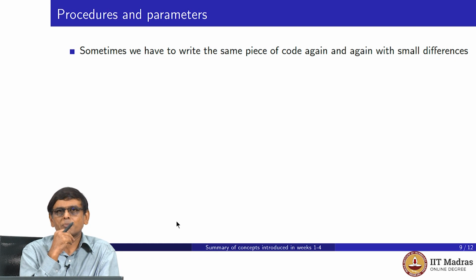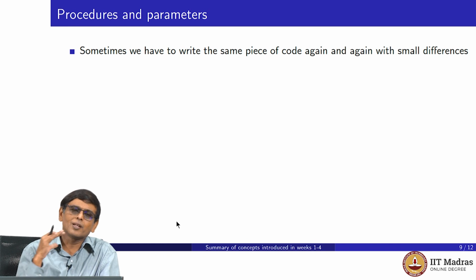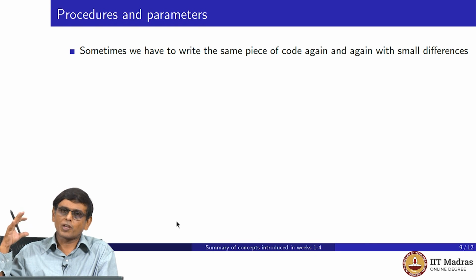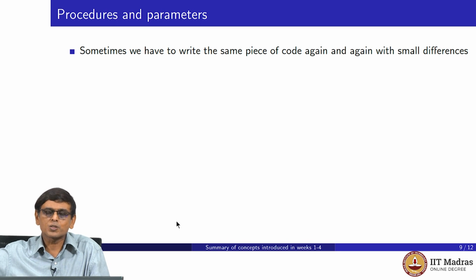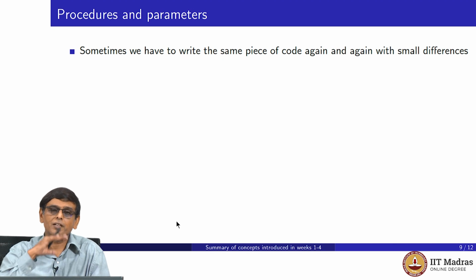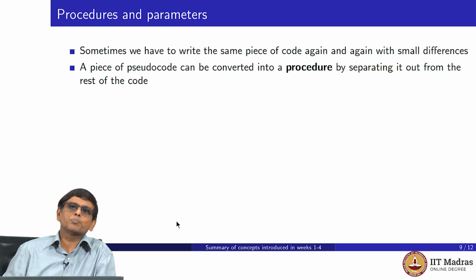Sometimes we have to write the same piece of code again and again. Only thing is that when we are doing the code again, we have some small differences, like for example, when we are finding the maximum of physics marks and then we want to find the maximum of chemistry marks, there is only one place in the code where something is different, everywhere else it is the same. So, when there is only one or small amount of change between one use of the code and the next, then it makes sense to write that piece of code as a procedure.